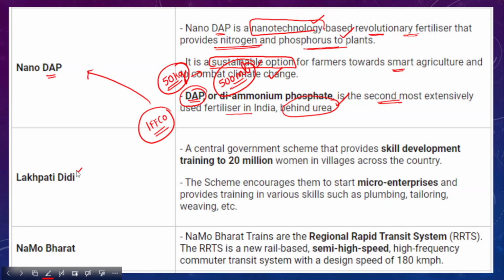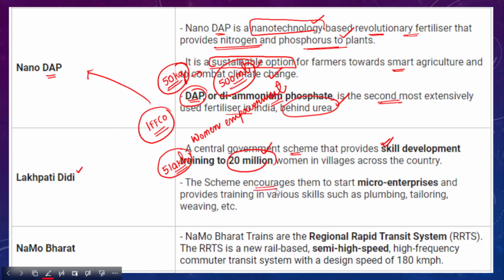Now after that, the government has also focused on Lakpati Didi. This is a central government program, and it provides skill development training to 20 million women in villages across the country. Therefore it essentially emphasizes women empowerment. It will provide around 20 million women skill development, and apart from that, it will also provide 5 lakh rupees of interest free loans so that they can become entrepreneurs by leveraging their skills.